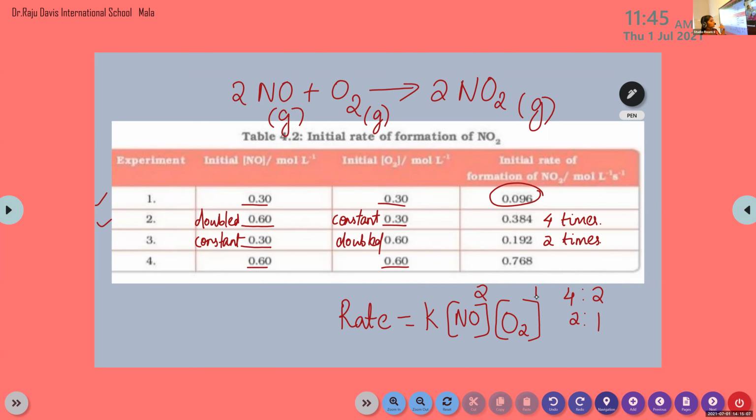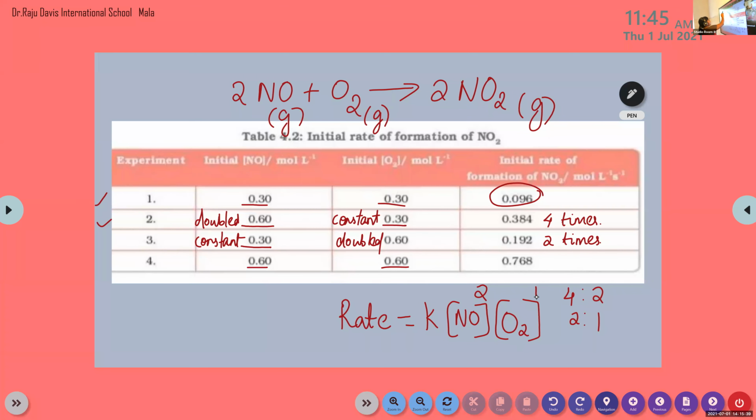So the rate is also increased by 4 times. And in the third case, the concentration of NO remains constant and the concentration of O2 is doubled. Then the rate is increased by 2 times. From that, we can determine the ratio between the increase in the rate in the case of NO and oxygen. It is 4:2. We can simplify it to 2:1. And we can write the rate equation of this particular chemical reaction.